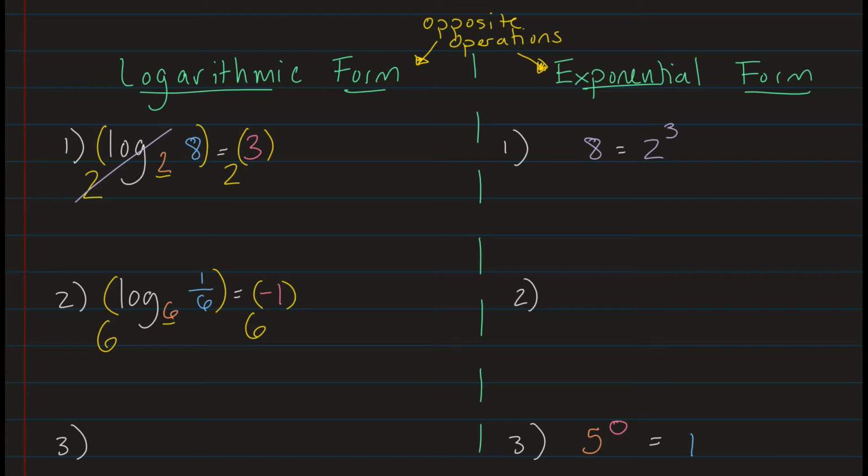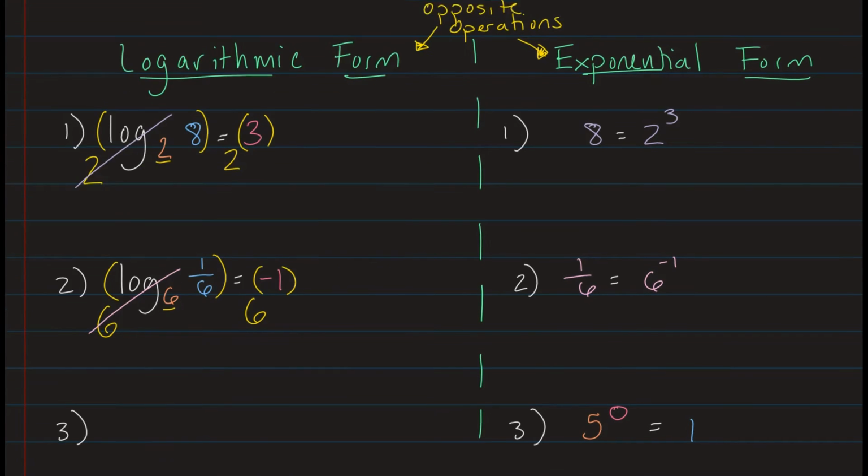And we know that when I have a base of 6 raised to log base 6, those are opposite operations, they cancel out. And you're left with just 1/6 on that left-hand side, set equal to 6 raised to the -1 power.